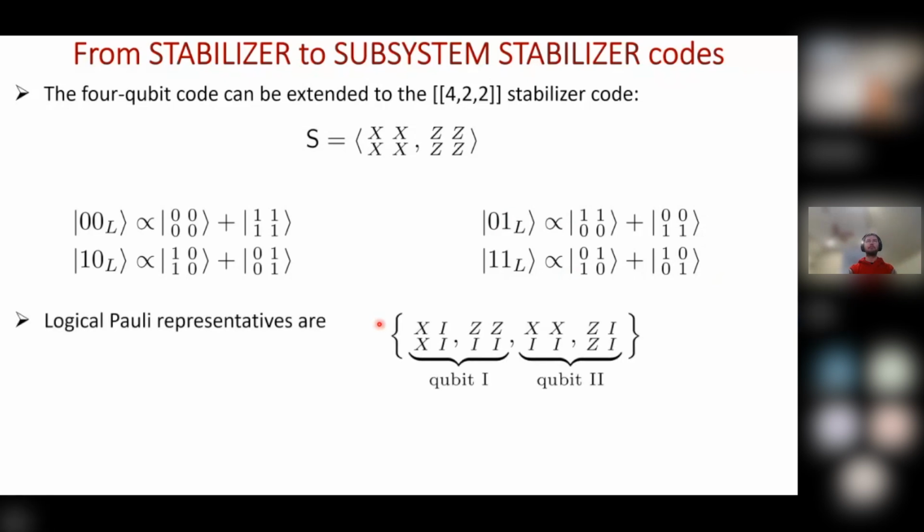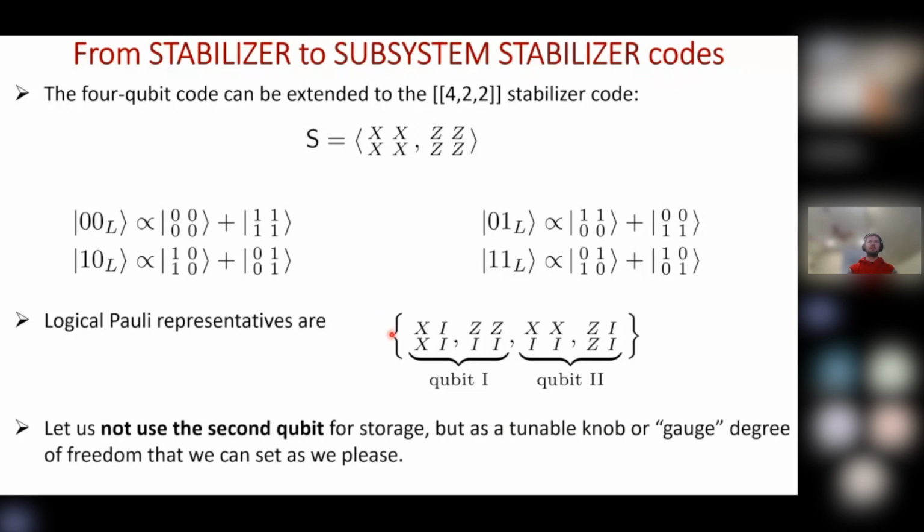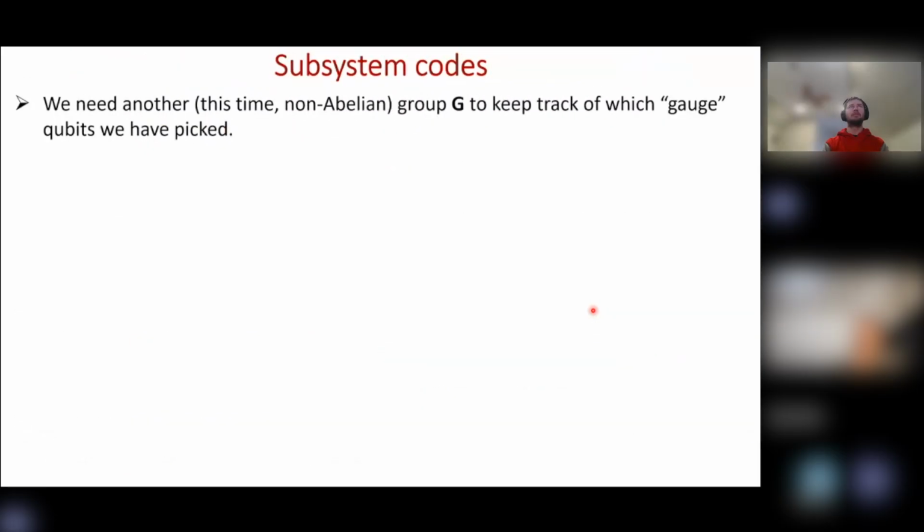So logical Pauli representatives, there's many different kinds, but here are ones that you can pick, and you can see that they anti-commute as they should. And then what we can do is just not use the second qubit for storage, but as this kind of gauge degree of freedom. And then we get the 4112 code, because one logical, one gauge.